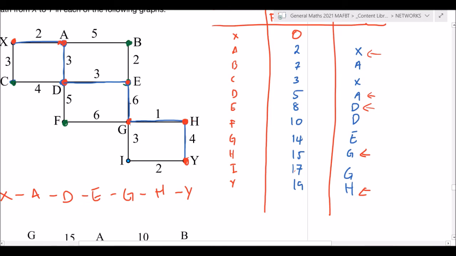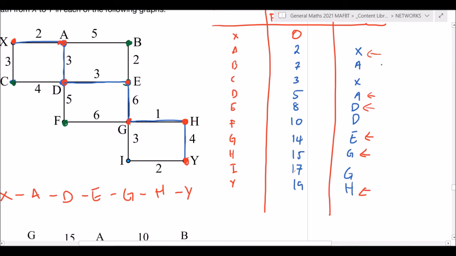XAD. Oh, I skipped one. Sorry, here I noticed. If you're at G, E. Oh, sorry. Yeah, G. I forgot to put this one in. My bad. Yeah, I think I rubbed that one out. Anyway, so X, A, D, E, G, H. And then obviously the last one would be Y.